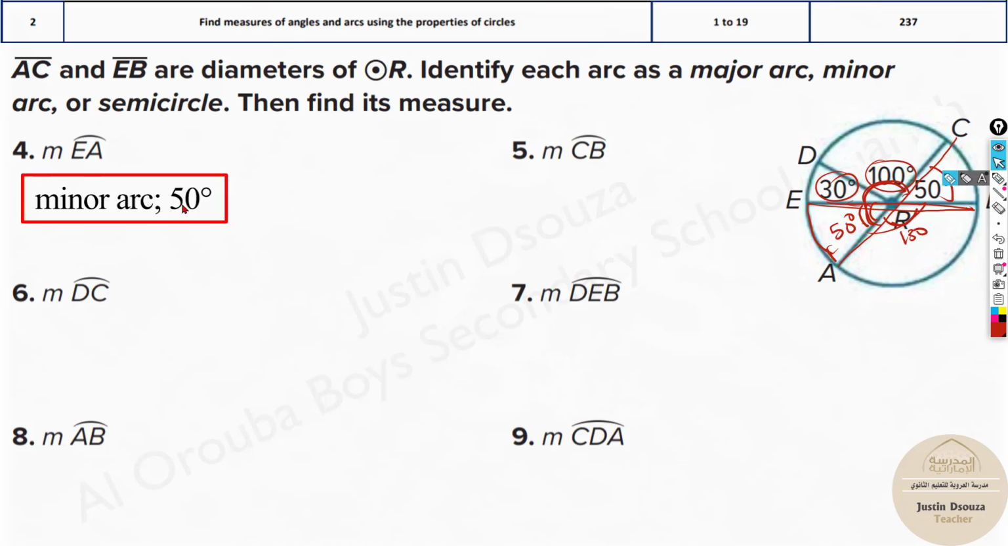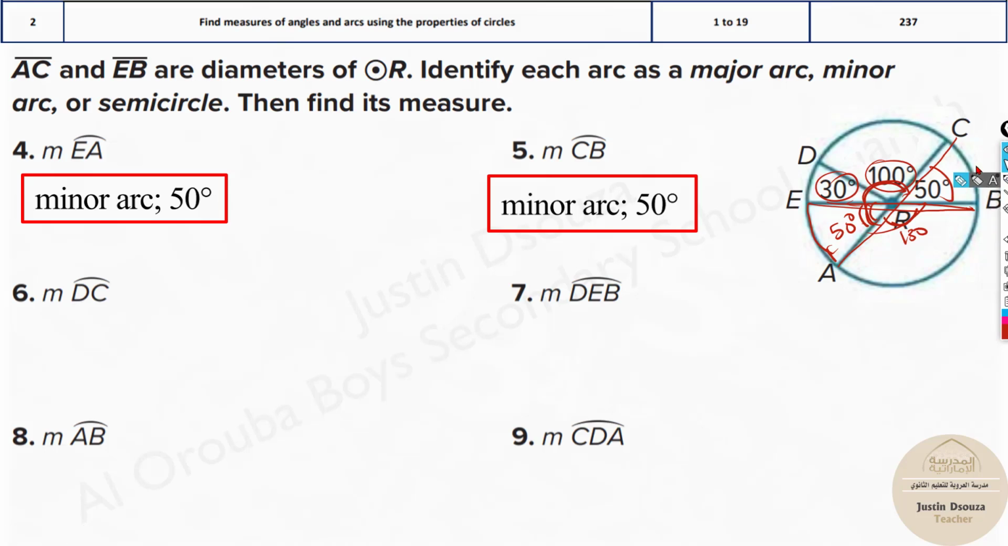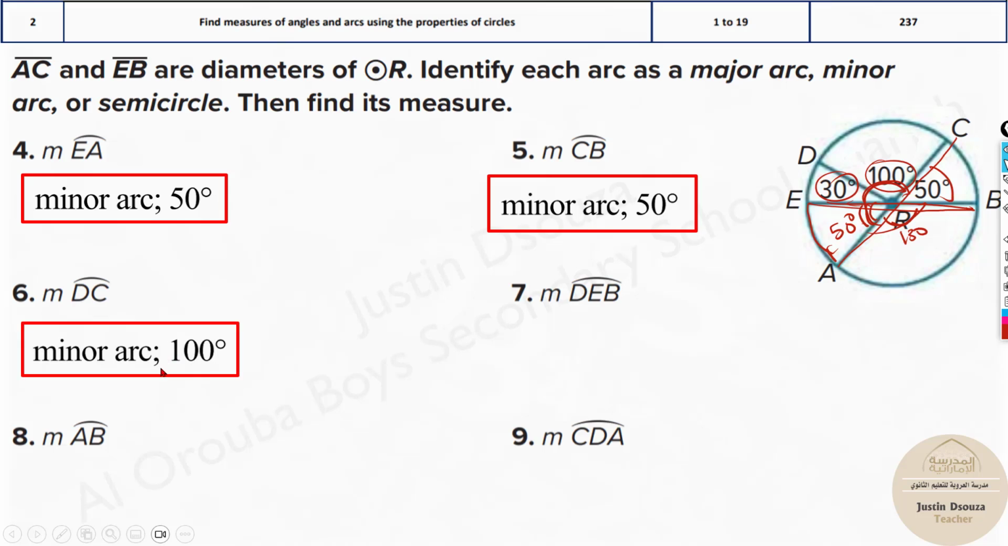Now the first one was 50 and it's minor. What about CB? You can see over here CB is this arc, which is 50 degrees, already given. DC, where is DC? It's 100. It is a minor arc as well. DEB, see DEB, it'll be 180 plus 30, it's 210.